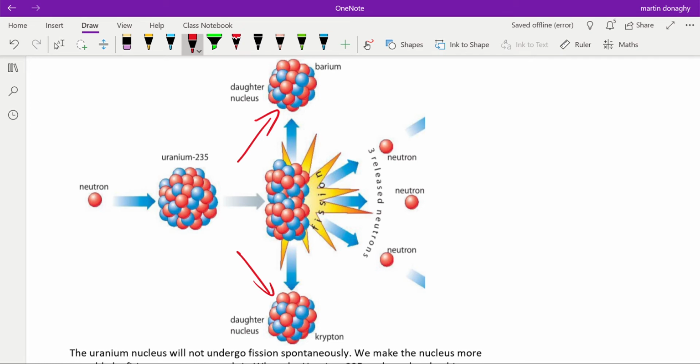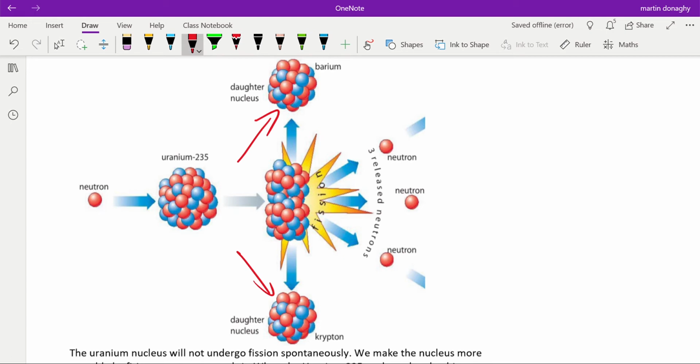Now, the way it breaks in two changes each time. So it doesn't always have to produce barium and krypton. In the same way, if you drop a plate off a desk, it's not going to smash the same way each time. You're going to get different size bits each time you break it. Therefore, don't be surprised in an exam if you see different nuclei being produced than the ones in this diagram. However, we refer to these as being the daughter nuclei.